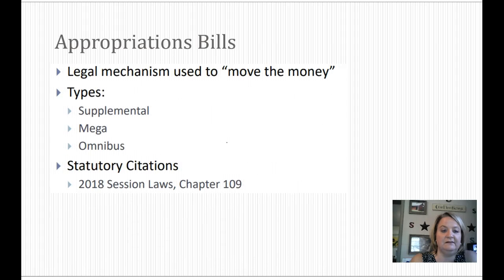Appropriations bills. It's the legal mechanism used to move the money. The types of appropriation bills are supplemental, mega, and omnibus, and the statutory citations are in the 2018 Session Laws, Chapter 109. That is where you would find the 2018.